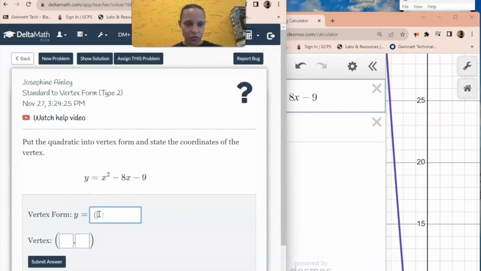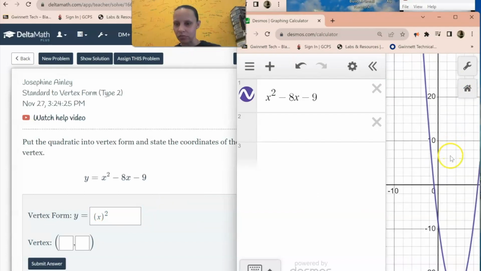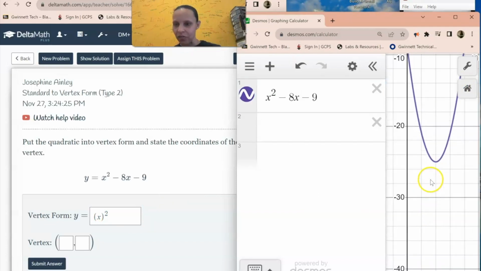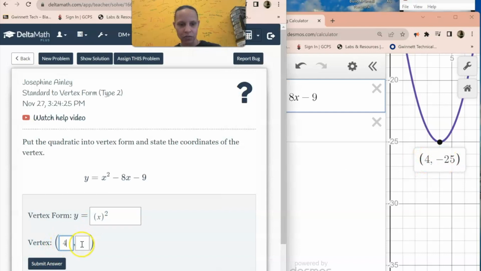I know vertex form looks something like this, one parentheses with an x inside. We just need to pull the vertex and put it in. So I'm going to zoom out. All right, there's the vertex. Be very careful to zoom in on the vertex. Click on it. So here's my vertex. So let's go ahead and write that in, 4 and negative 25.